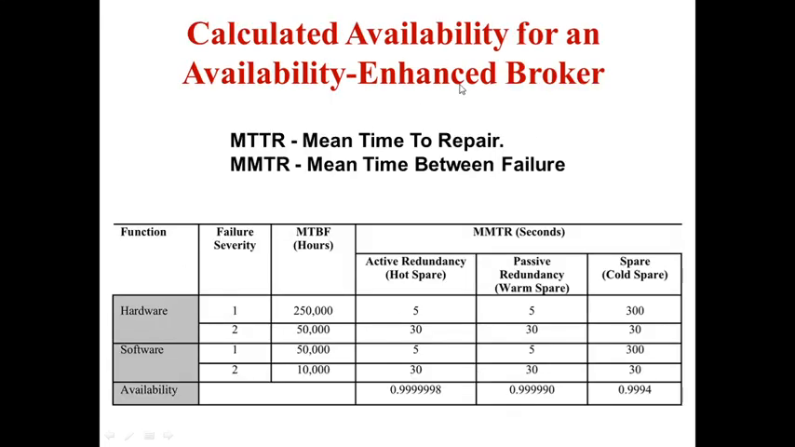Okay, so how can you calculate the availability of the enhanced broker? If it is going to be a new model, how is it going to be? Here MTBF represents the mean time between failure, and MTTR represents the mean time to repair.